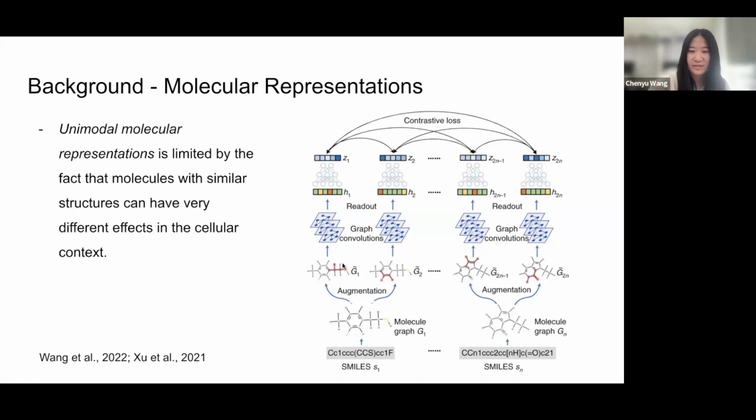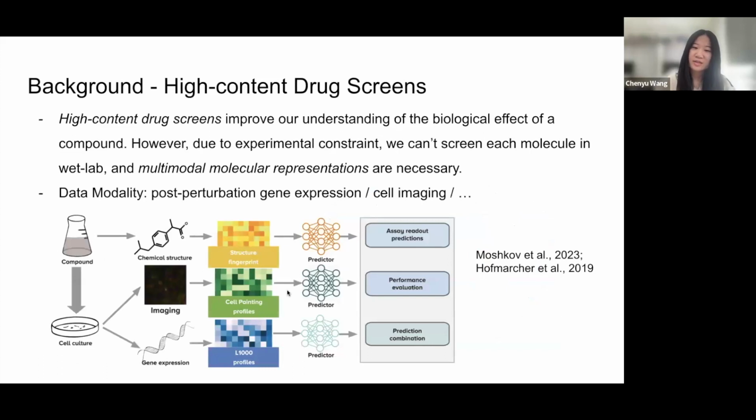However, these purely 2D structure-based unimodal molecular representations are very limited, because we can always see cases where two molecules have very similar structures, but very different effects in the cellular context. If the pre-training is only based on the molecular structure, it is very hard to figure out which is the biologically important substructure of the molecule and which is the irrelevant part, because we don't have that information in this data. So because of this, we turn to high content drug screening data to learn a multimodal molecular representation.